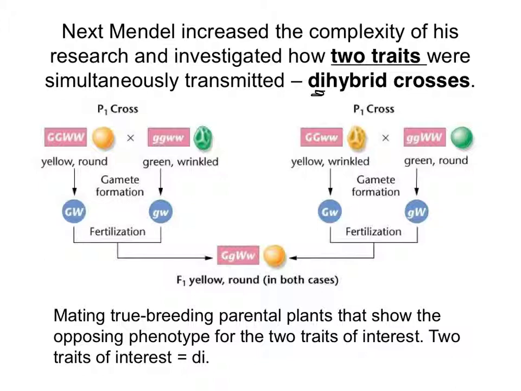In the case of the traits that Mendel studied, although he didn't know it at the time, that meant two particular genes of interest, and it turned out that they were on different chromosomes. But he didn't know that at the time. So let's think about an example of a dihybrid cross. So here let's consider two traits. Let's consider seed color and also seed texture or shape.